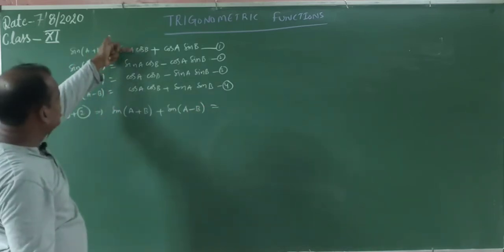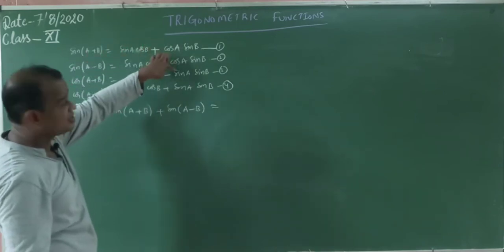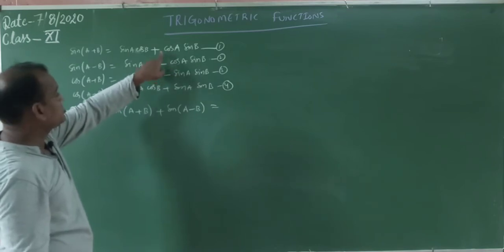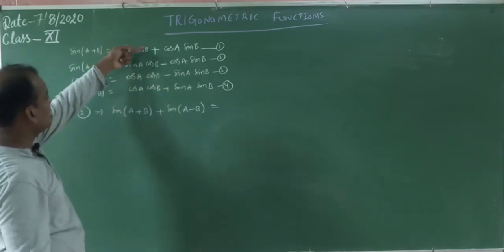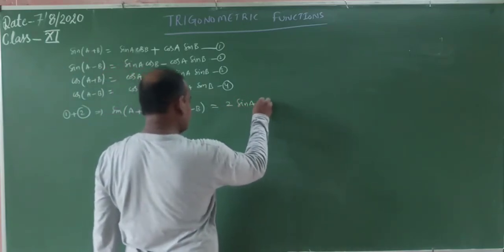Both are adding: sin A cos B, sin A cos B. These two are plus, this is minus. These two cancel: plus minus cancel. Now adding these two, sin A cos B, sin A cos B. What happened? 2 sin A cos B.